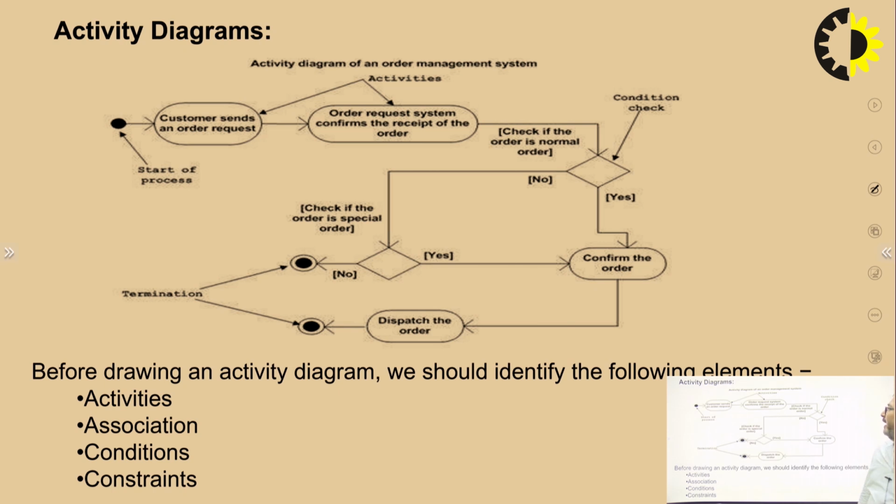Then we have the activity diagram. Activity diagram is similar to the state chart diagram, where we write various activities, like the customer sends an order. This could be one activity. Order request, the system confirms the receipt of the order. All the activities could be put semantically under some structure. This is the activity diagram of an order management system, where we see the various activities performed. Even to draw the activity diagram, we require the following: what are the activities, and what are the associations, meaning what is the relationship between two activities.